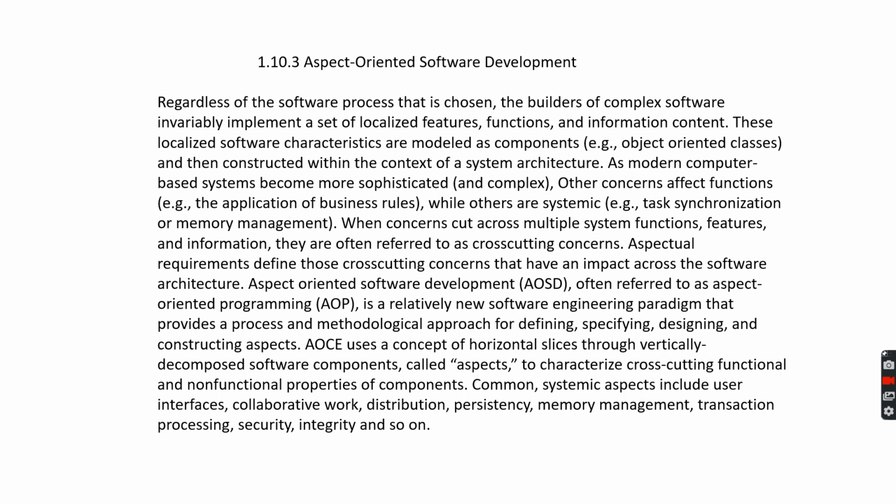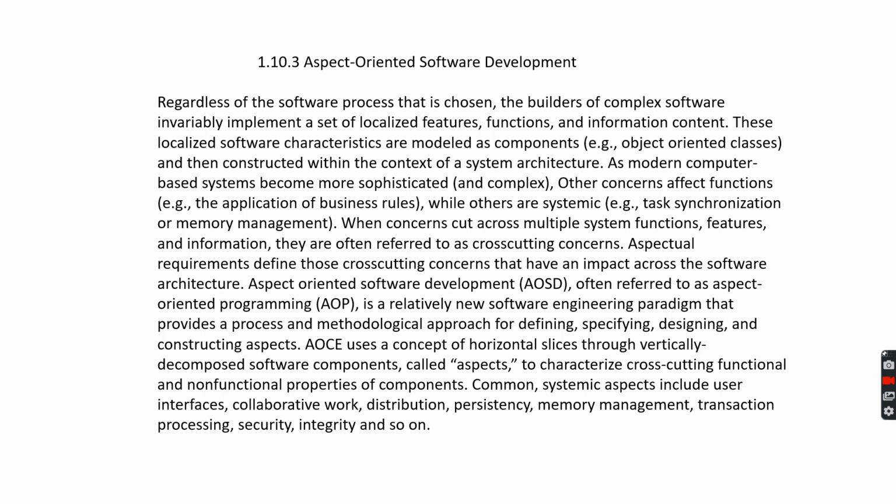So this is aspect oriented software development. Regardless of which software process you choose, the builders of complex software invariably implement a set of localized features, that is, functions and data content already set by the users. These localized software characteristics are modeled as components, such as object-oriented classes, and then constructed within the context of the system architecture.